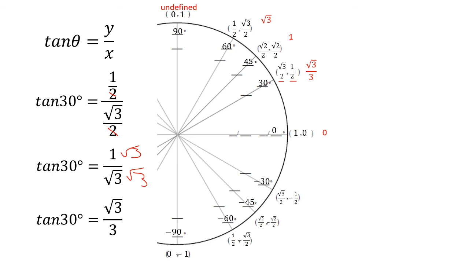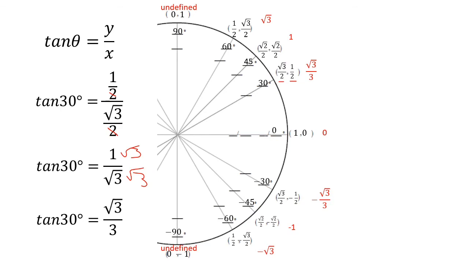Now, as we go to the negative side, you're going to get the same exact answers, but with a negative sign in front. So at negative 30, we have negative root 3 over 3. At negative 45, negative 1. At negative 60, negative root 3. And at negative 90, it is still undefined.